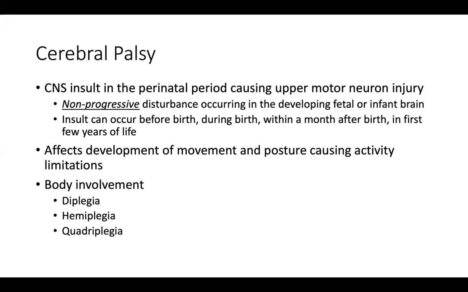And different patterns of body involvement can present. So patients may have diplegia, where the lower extremities are affected with little to no involvement of the upper extremities. In hemiplegia, one side of the body is affected, and the upper extremity is typically involved more than the lower extremity. And then quadriplegia is where all four limbs are involved. This is the most severe type, and there's often involvement of the trunk and the face as well. And then they also often have pretty severe developmental disabilities as well.